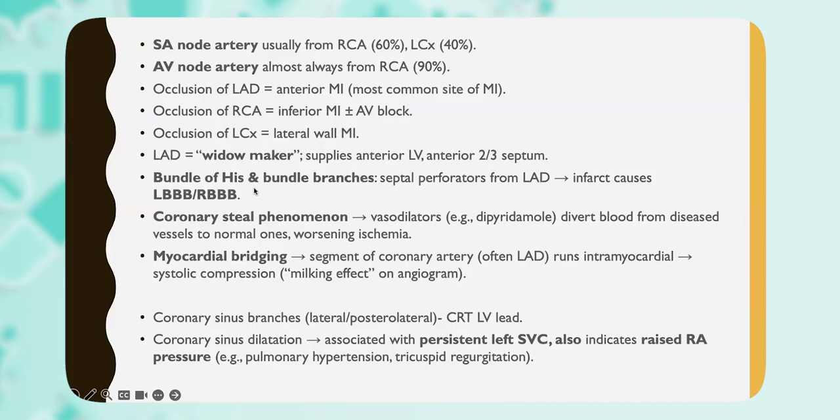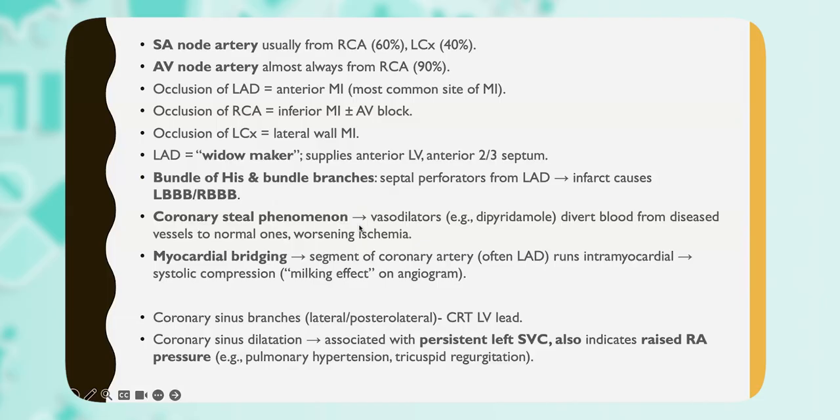Bundle of His and bundle branches are supplied by septal perforators from the LAD. So in anterior wall MI, often we see there is LBBB or RBBB pattern and there is increase in the QRS voltages because a lot of LV myocardium is gone. So the electrical signal takes longer time to depolarize the ventricle. Hence, LBBB, RBBB pattern, widening of the QRS, all these things happen more commonly with the anterior wall MI.